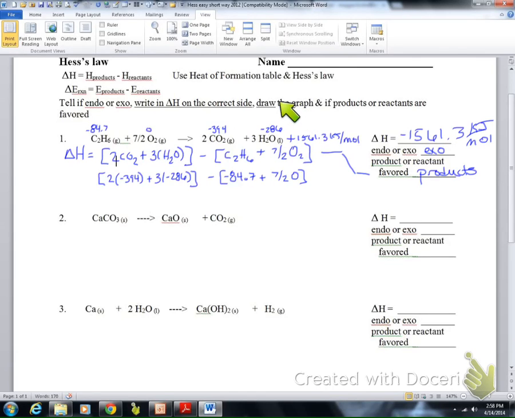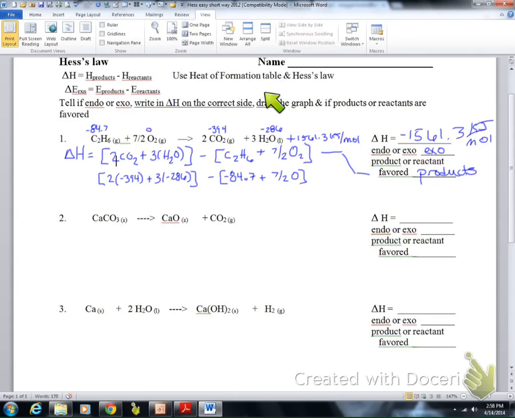And then it asks me to draw a graph, so I know that because I have an exothermic reaction, my products are going to be at a lower energy level than my reactants, showing that it released energy. And because my products are at a lower energy level than my reactants, I know that my products are going to be favored. My reactants are not favored because they're at too high of an energy level.